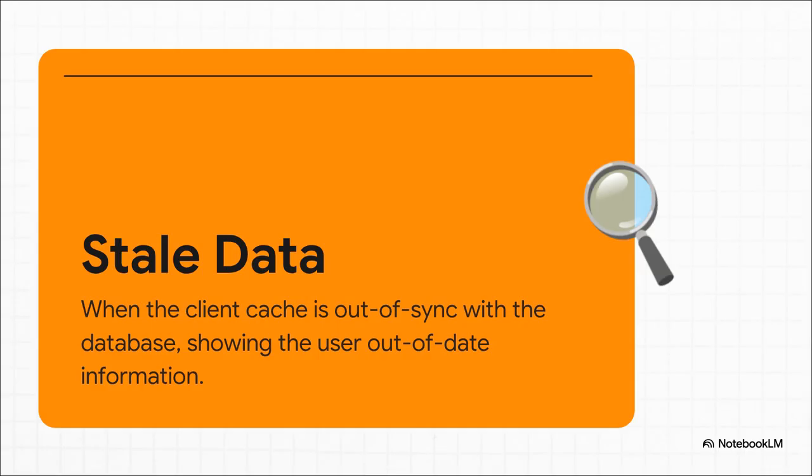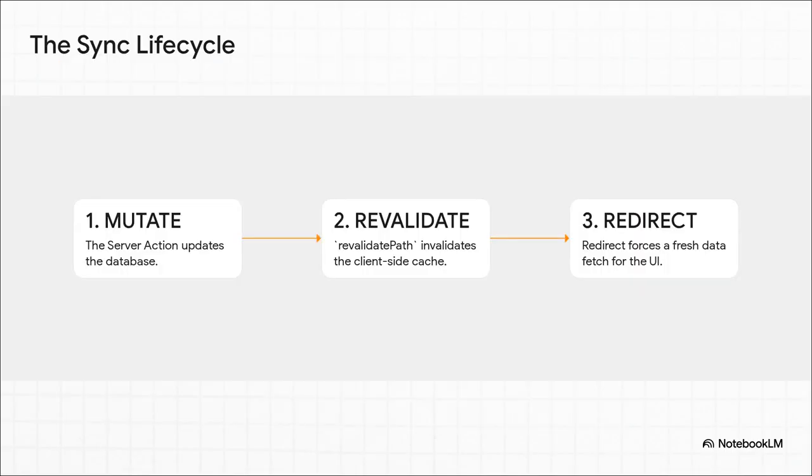See, Next.js is super fast because it's really smart about caching stuff on the client. It makes page loads feel instant. But that awesome performance feature turns into a bug the second you update your data. The cache has no idea the database changed, so your user's just staring at old, outdated information. Not good. And server actions solve this with this really elegant, coordinated lifecycle.